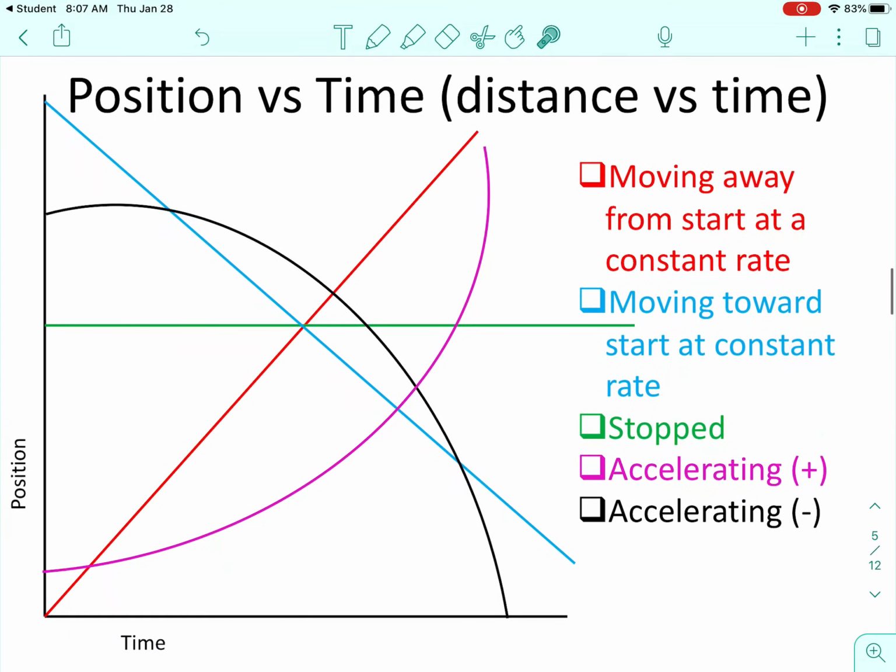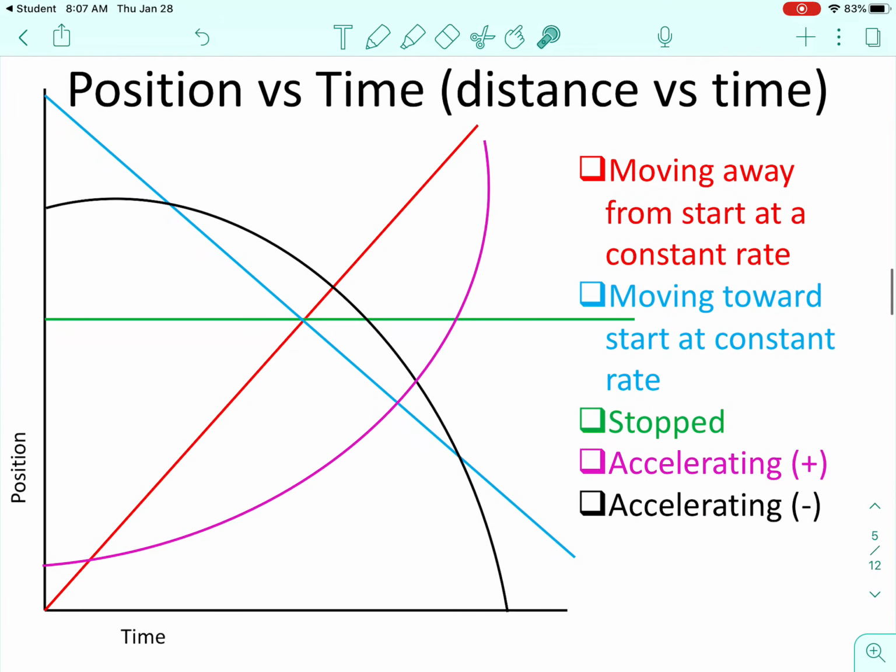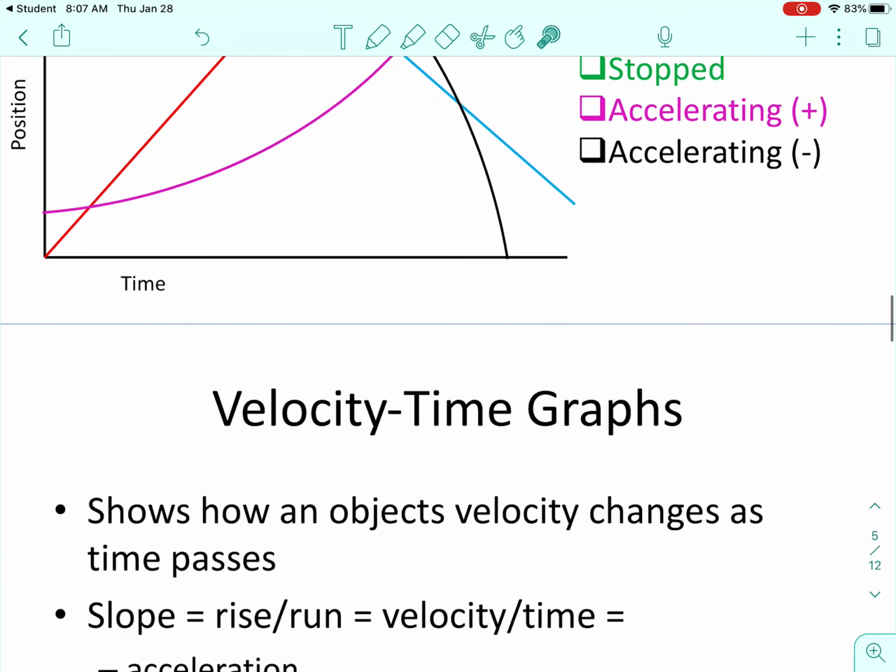All right. So here's just some more lines to look at. Again, moving away from start at a constant rate. The blue line is moving towards the start or in the negative direction at a constant rate. The green line is stopped. This line is positive acceleration, and this line is negative acceleration. So this line curves upwards, it's positive, and this line curves downwards, so it's a negative acceleration.